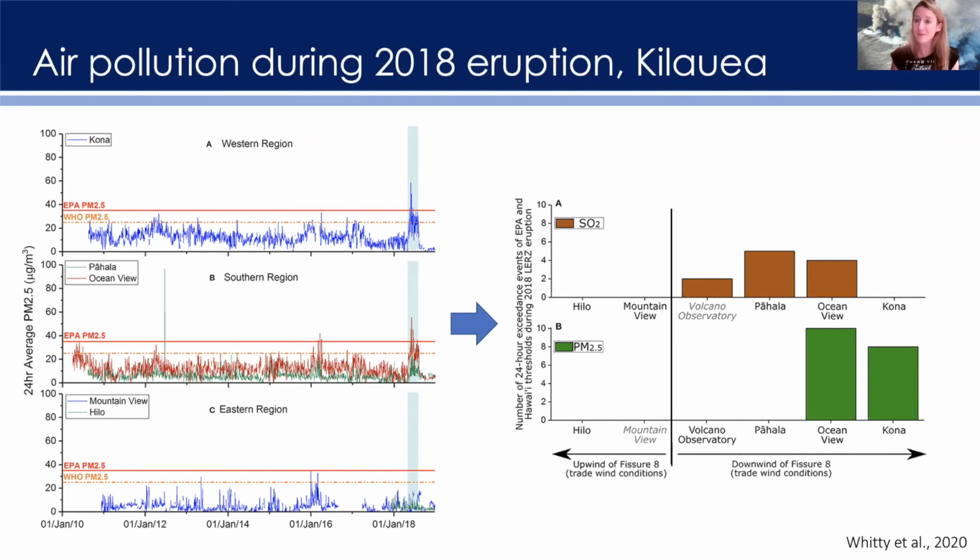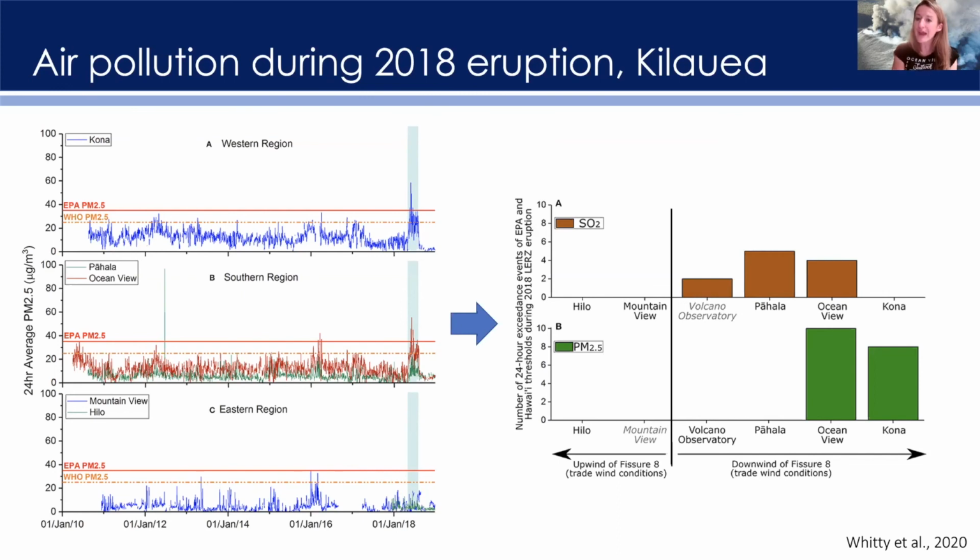This eruption lasted 3 months. So this was enough time for some of the measurements made earlier in the eruption to actually inform management procedures towards the end of the eruption. What you can see in the graph on the left-hand side is the number of days on which the health limits for SO2 gas and particulate matter were exceeded in particular locations. So you can see upwind of the eruption, the air quality was fine. The health limit was never exceeded.